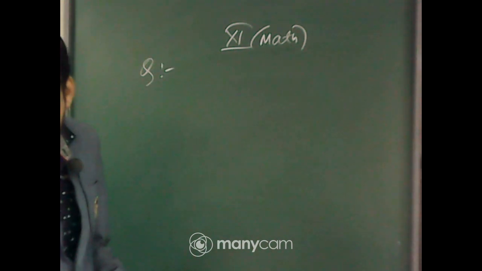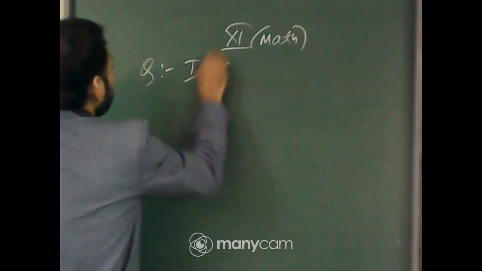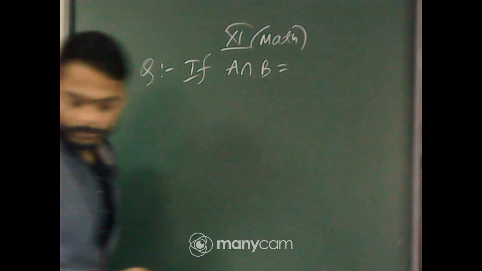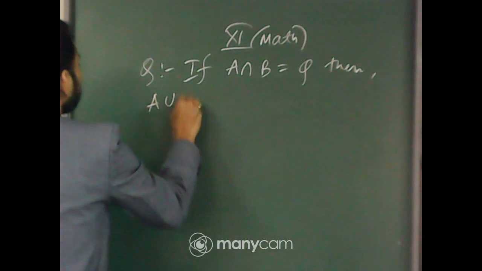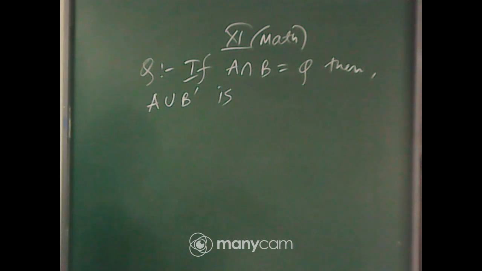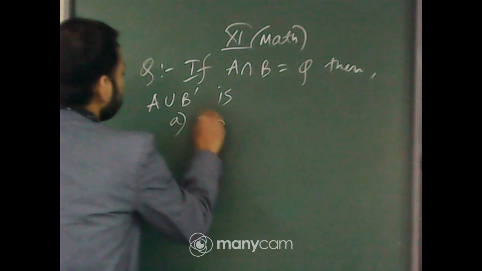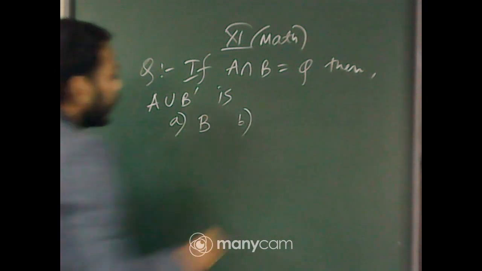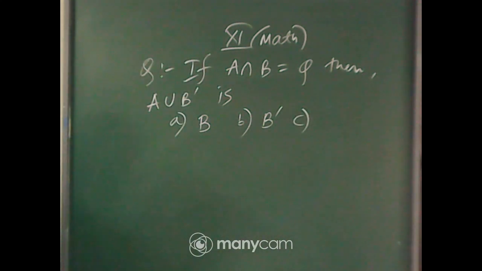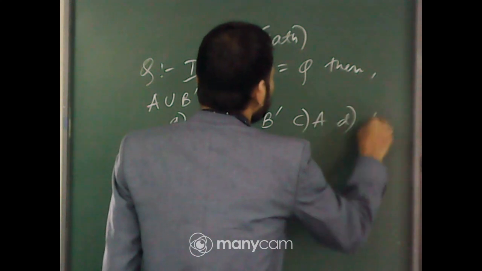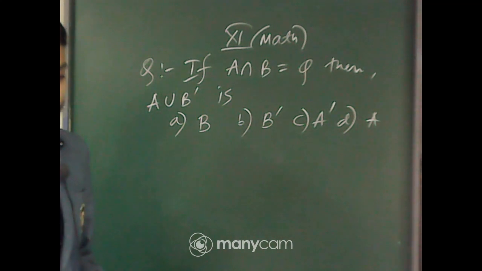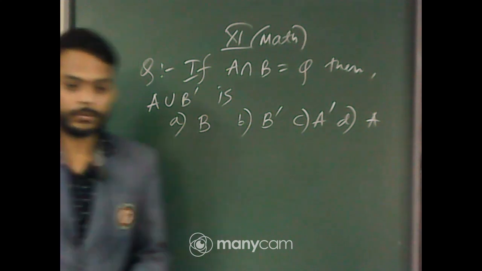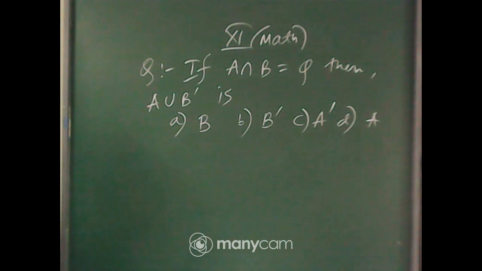The first question, that is from sets: if A intersection B is phi, then A union B complement is, the options are: option A, B; option B, B complement; option C, A complement; and option D, A. Okay, these are the options. Try to do it first of all. Any idea?